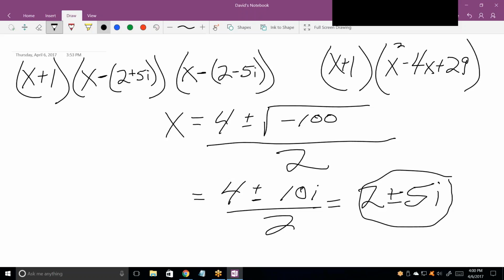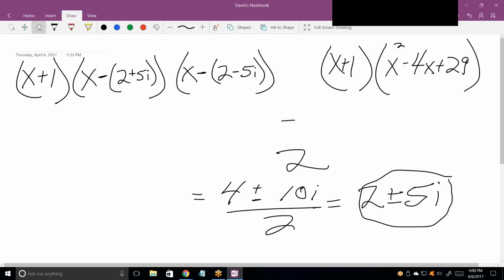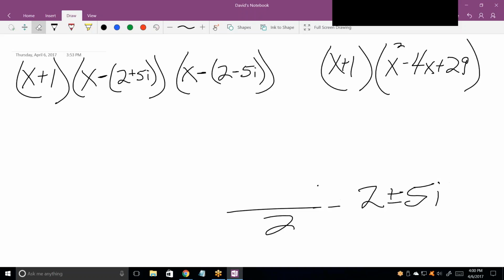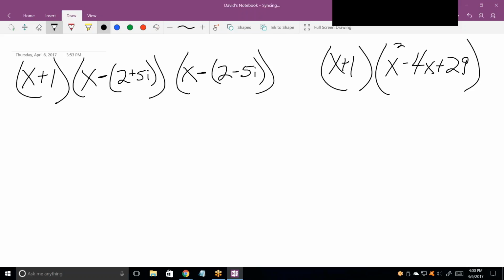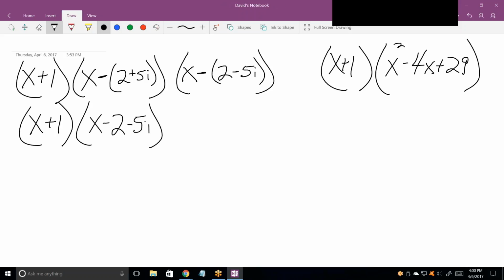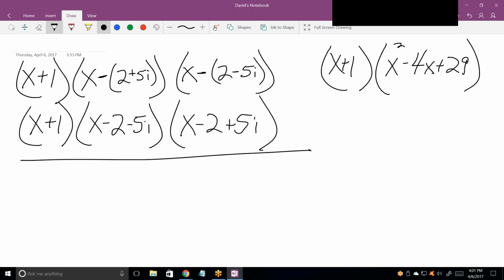Pull out your parentheses. Now that you've got those inside parentheses, you're sure that you cannot make a mistake. And when you pull them out, you end up with x plus 1 times x minus 2 minus 5i times x minus 2 plus 5i. There you have it. Multiply those 3 numbers together and you'll get that starting cubic.